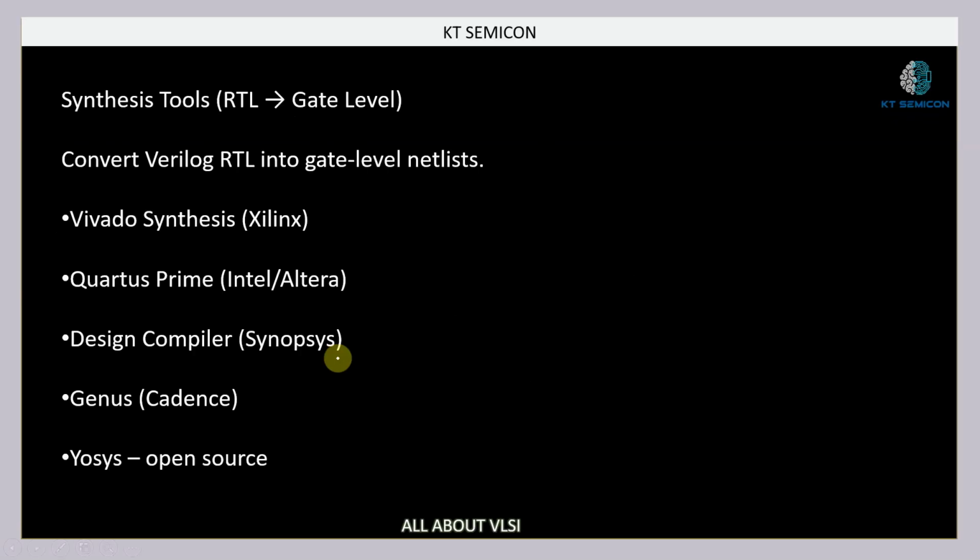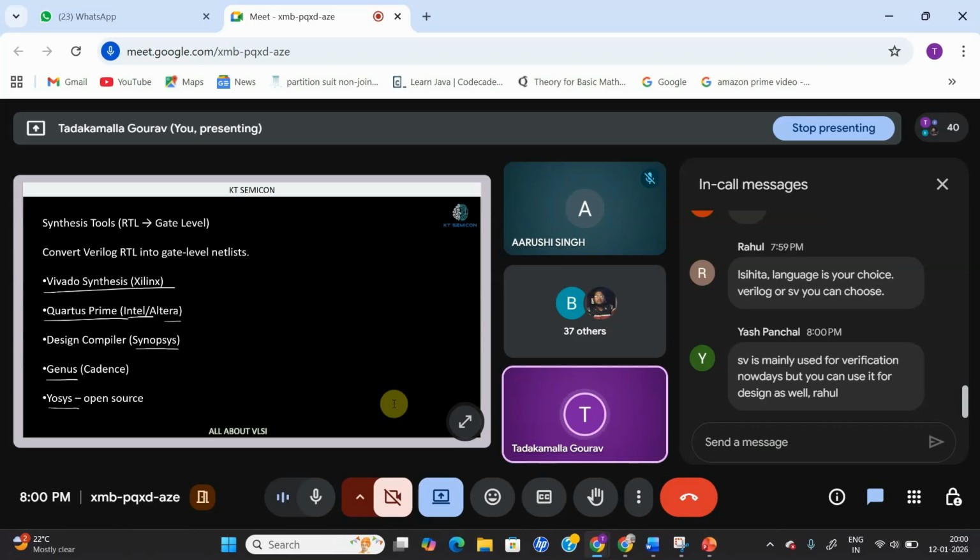And for synthesis, that means if we want to convert our code into synthesizable code or a gate level netlist, we can use Vivado Xilinx, or if we are working with Intel based FPGAs, you can use Quartus Prime, Synopsys Design Compiler, Genus, and others. These are the tools which we can use for synthesis. Now, can anyone tell me what do you mean by synthesis?